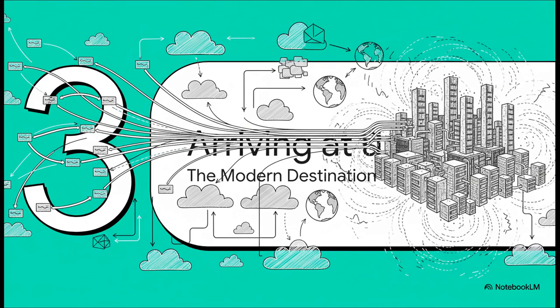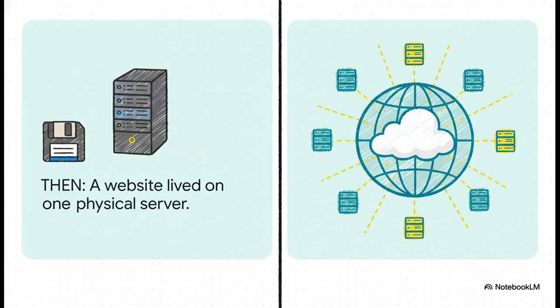So our packets have zipped across the globe and they're arriving at their destination. But here's where things get really interesting. On the modern internet, that destination usually isn't just one single computer sitting in a closet somewhere. It's this massive, sprawling environment we call the cloud. And yeah, this really shows you how much has changed. Back in the day, a website might have lived on a single server.